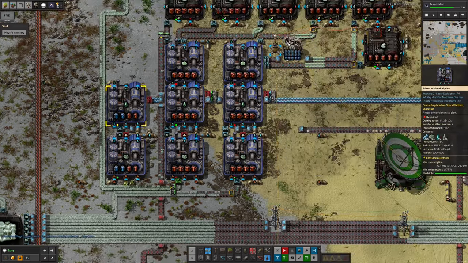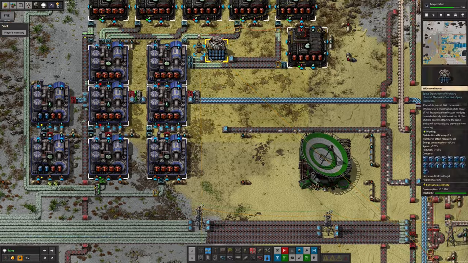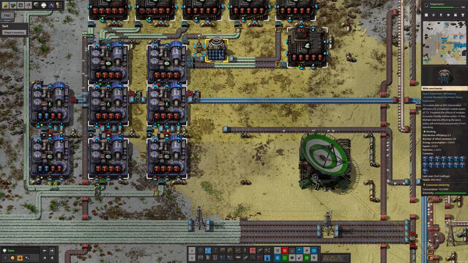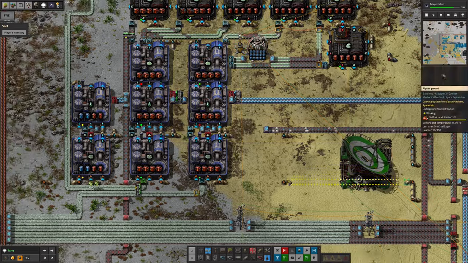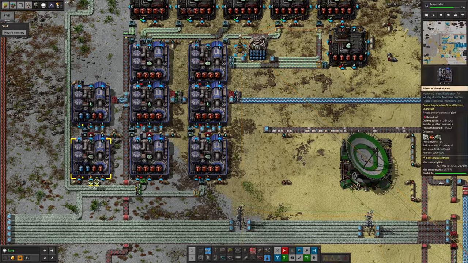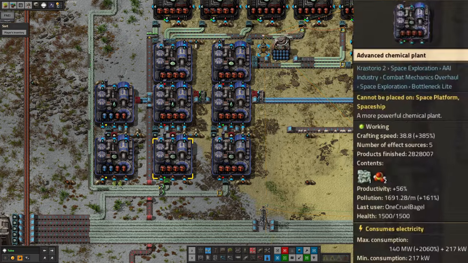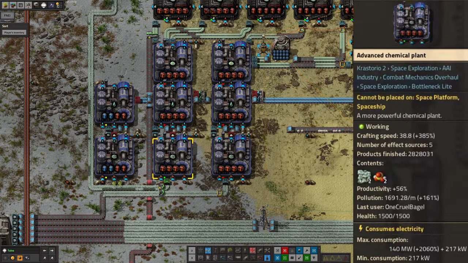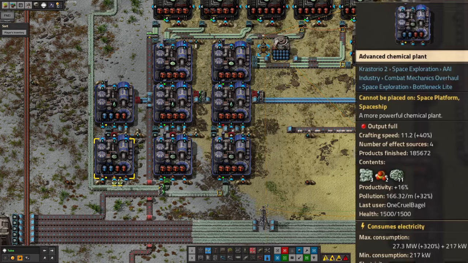I was considering moving these two machines over to here in order to get them underneath this beacon, which would have helped a lot. That would have been the ideal fix for it, I think. But the problem was I'd then have had to do something funny with the acid feed around here. Now I am kind of tempted to still do that, because these machines are not running as productively as they might. If I got them in under here, we'd see that this machine is running at a speed of 38.8. This machine is only running at 11.2, despite having speed modules in it.